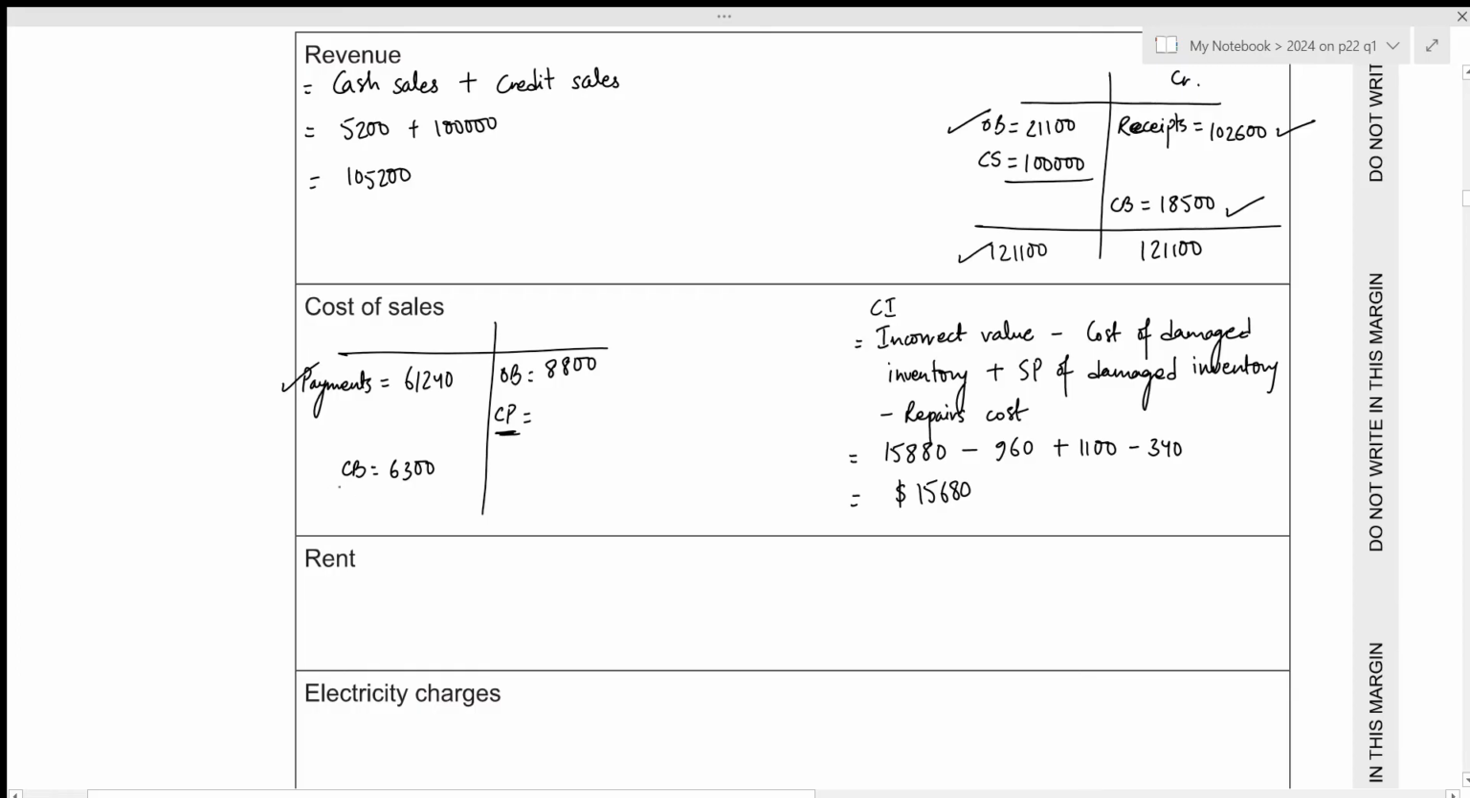So 61,240. Now, in order to calculate the credit purchases, we first need the total from the debit side. That will be 61,240 plus 6,300, which results in 67,540. Now, in order to calculate the credit purchases, that will be 67,540 minus 8,800, which results in 58,740. Okay. Now, we need to look for rent.